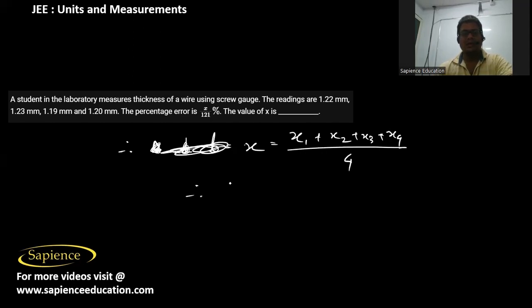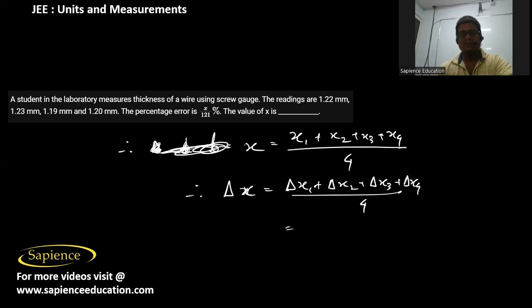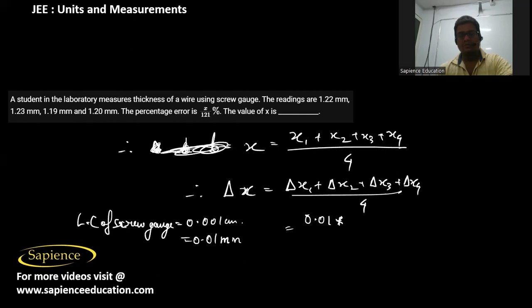So now the absolute error in the measurement, that will be delta x, equal to delta x1 plus delta x2 plus delta x3 plus delta x4 divided by 4. Now the maximum error is the least count of the screw gauge. The least count of the screw gauge, we know, is 0.001 centimeter, or I can say 0.01 millimeter. So this will be 0.01 into 4 divided by 4, that is 0.01 millimeter.